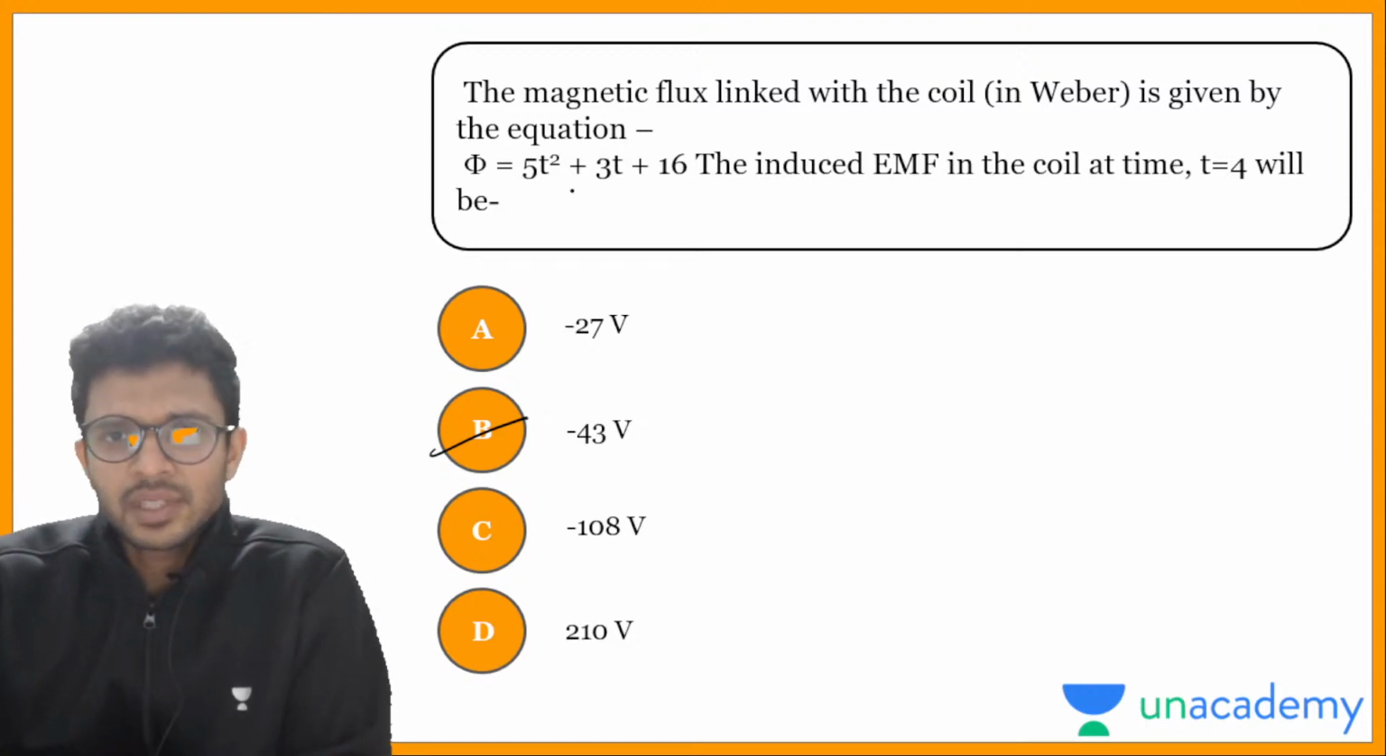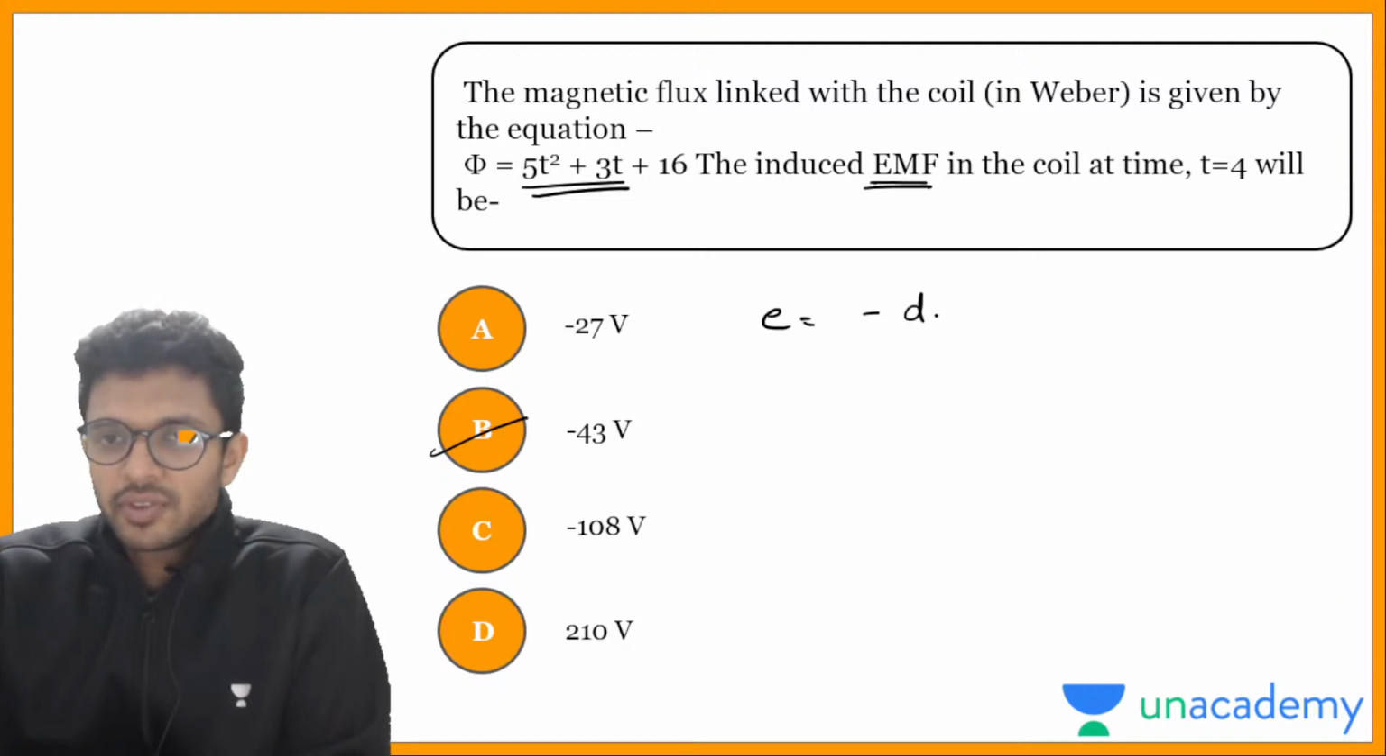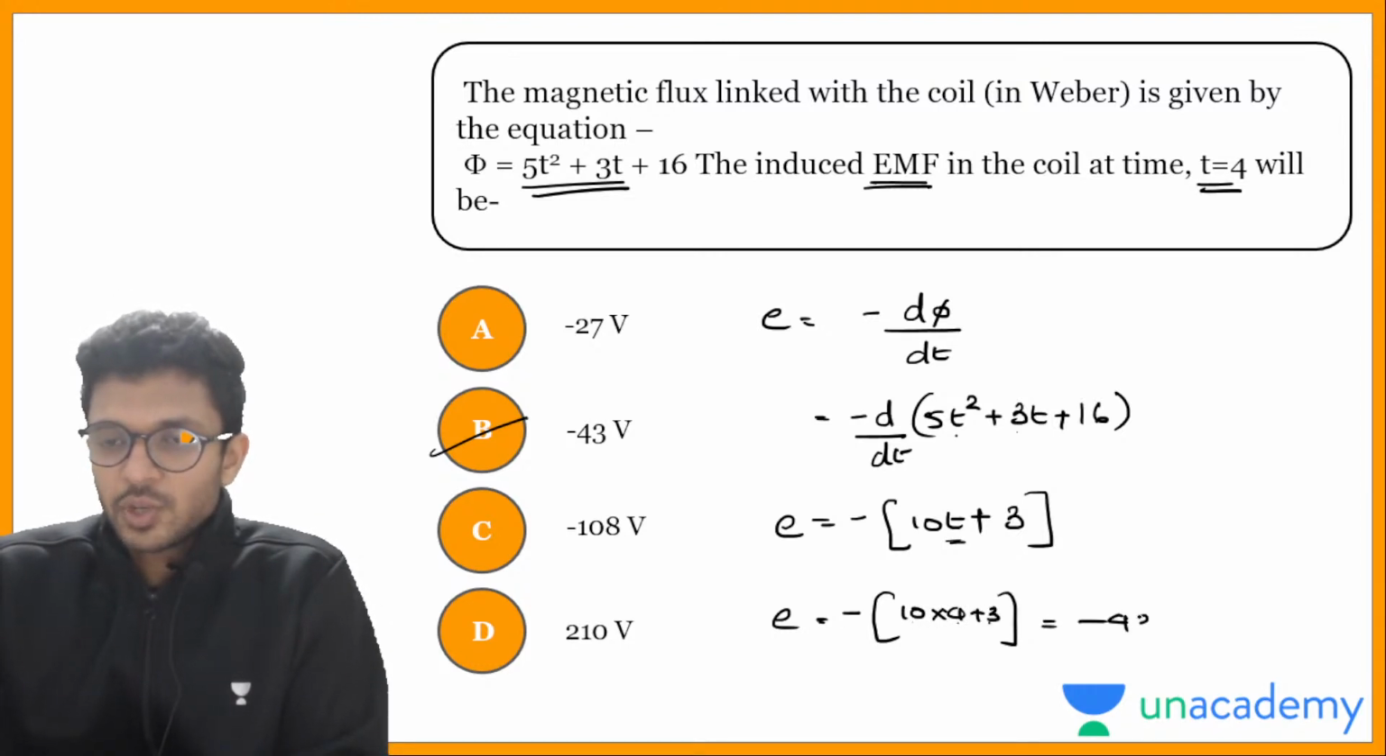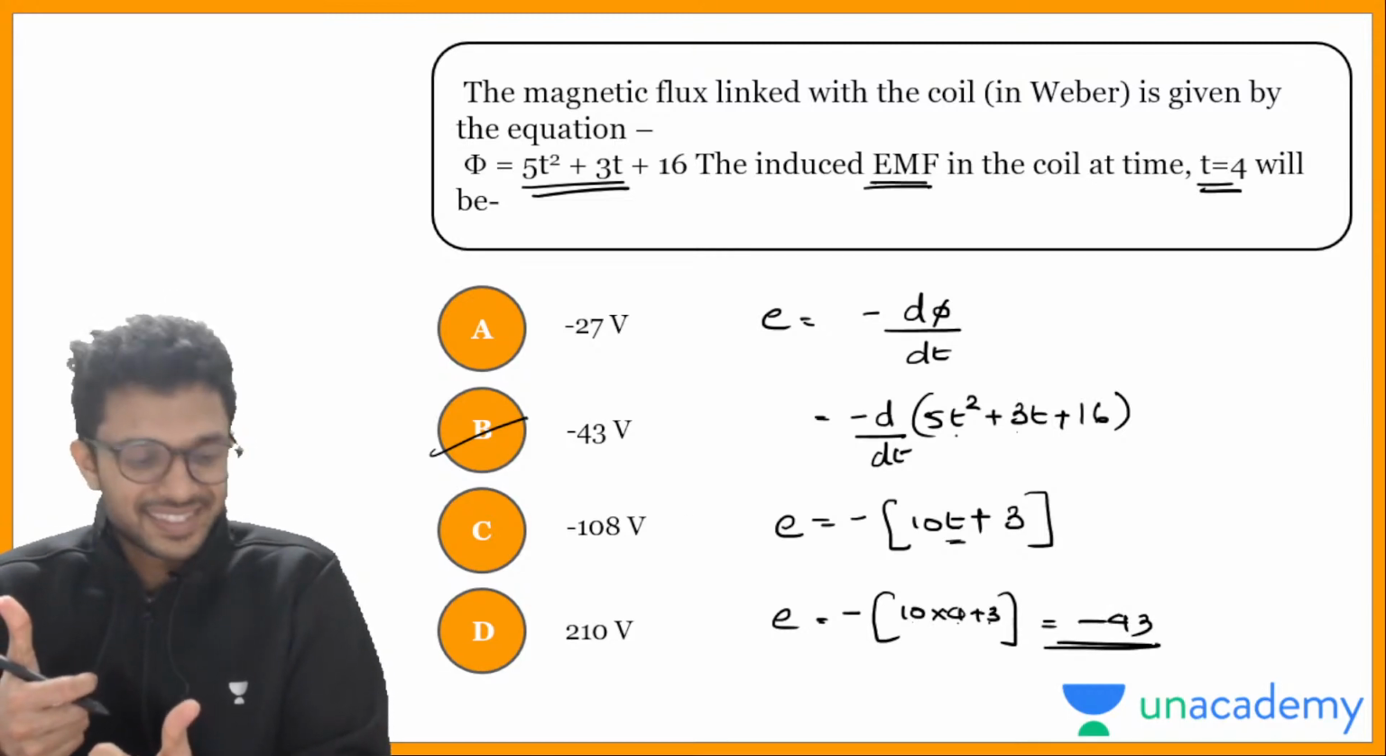It's very simple to do. Flux is given, right? The question is to find EMF. The simple formula is negative of d phi by dt. Negative of d by dt of flux, which is 5t square plus 3t plus 16. Start differentiating, keeping the negative sign outside. 5t square gives 2 into 5, that is 10t, plus 3t differentiates to 3, and 16 differentiates to 0. So EMF is minus of 10t plus 3. The question is to find EMF at t equal to 4. Substituting t equal to 4, EMF is minus of 10 into 4 plus 3. So 40 plus 3 is 43 with a negative sign, minus 43. We got option B as the answer.